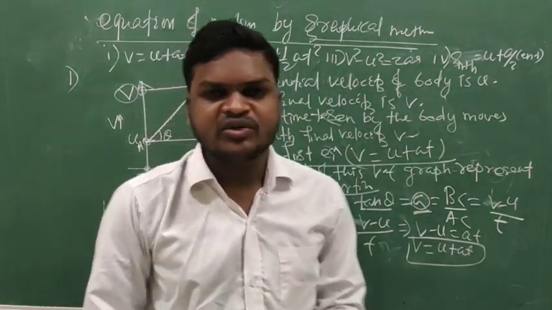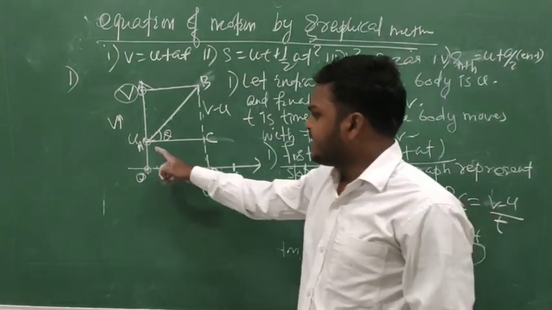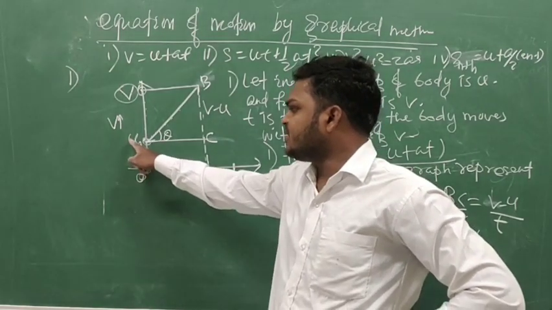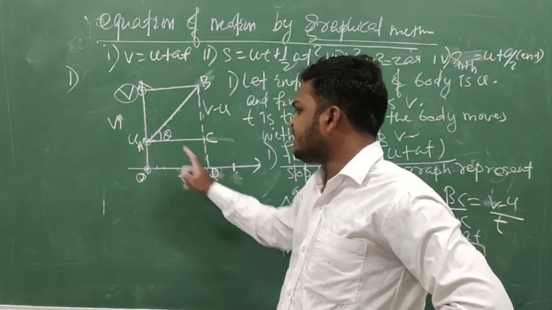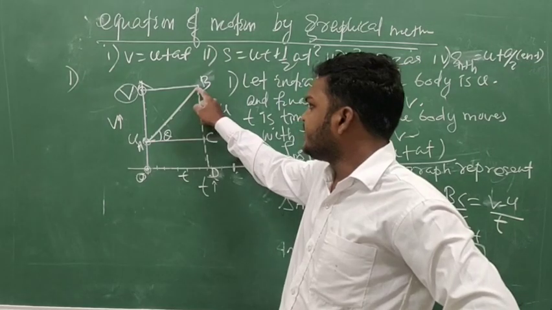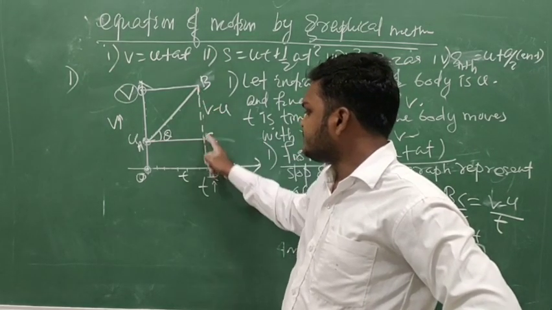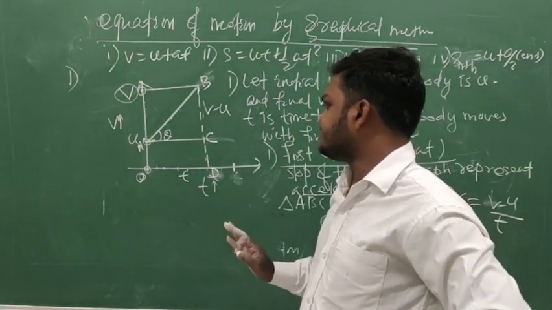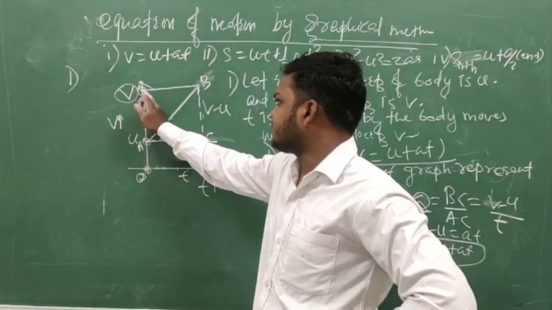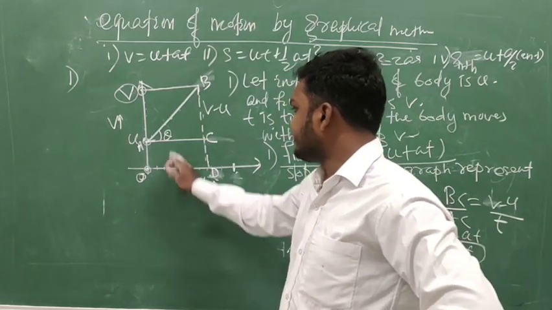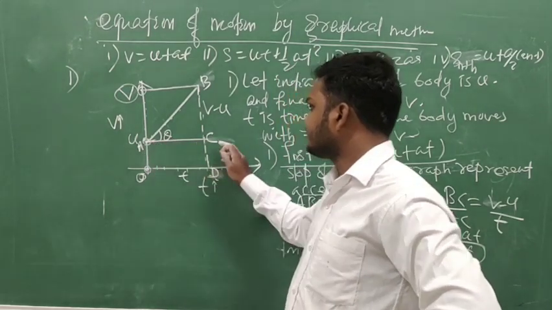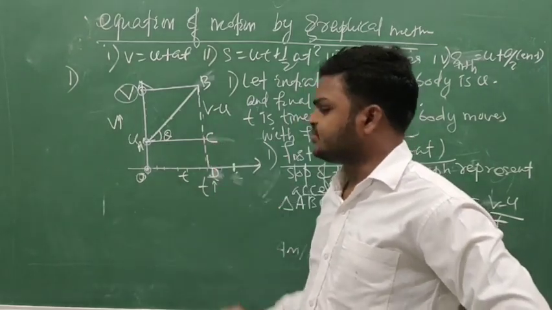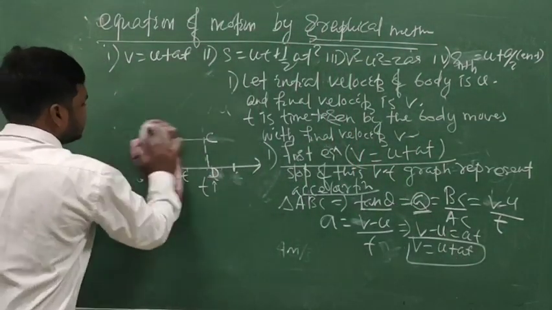This is the first equation. It is very easy, and the diagram is also very easy. The diagram is very important. So in 0 seconds the body has some initial velocity u, and with the passage of time the velocity of the body increases uniformly. The total time is t and the body reaches the final velocity v. If we join these two points on the graph, we get a line, because slope means acceleration, and that line represents the graph.